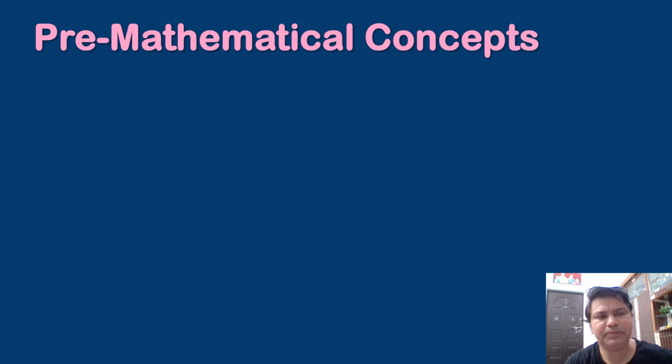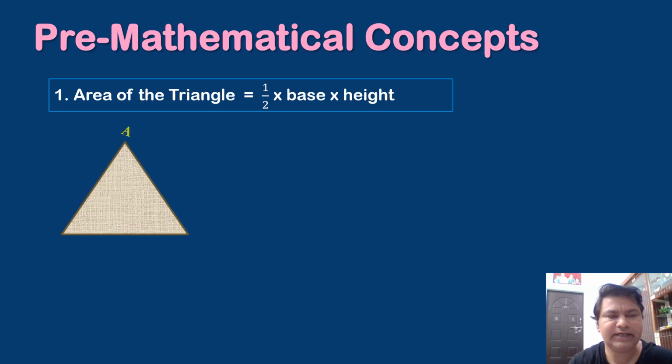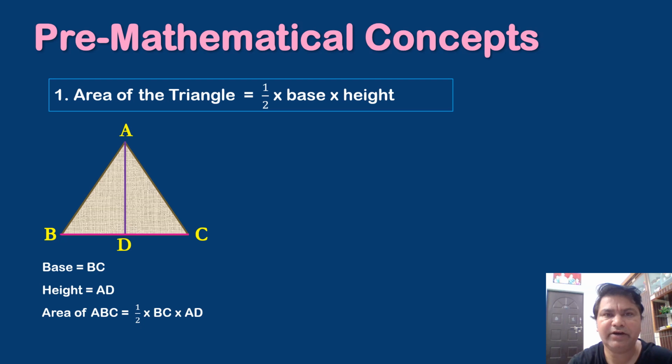Before going to prove this theorem, we are going to recall some pre-class concepts. The first concept is area of the triangle is equal to half into base into height. Let us take a triangle ABC. For this triangle, BC is the base and AD is the height. For this, the area of the triangle is half into BC into AD.